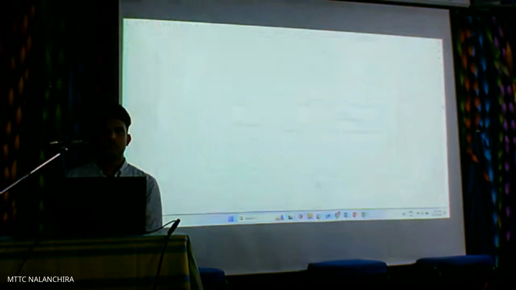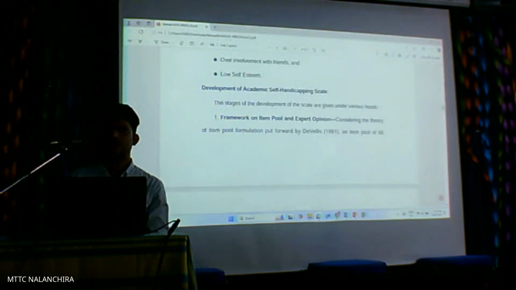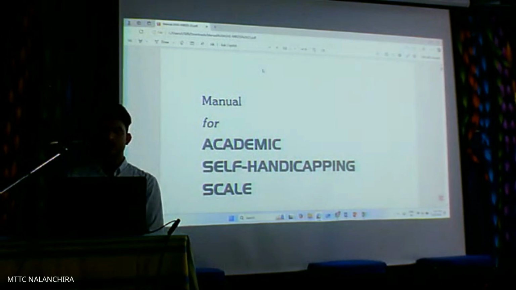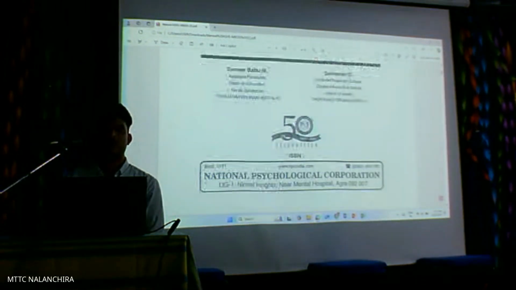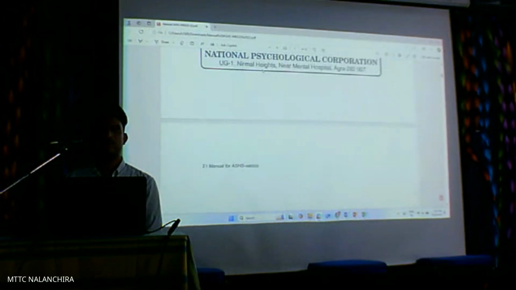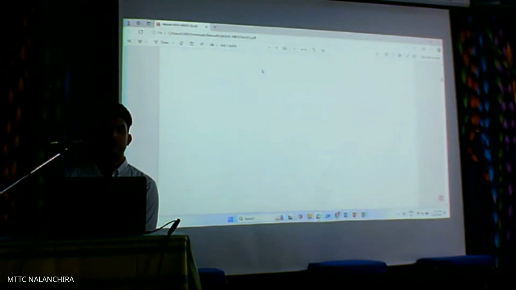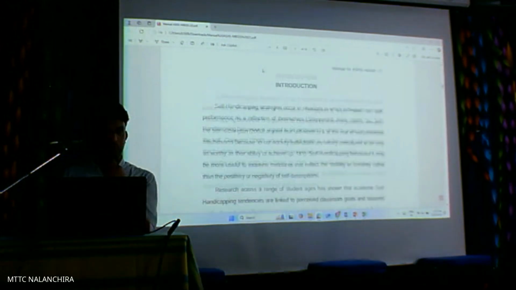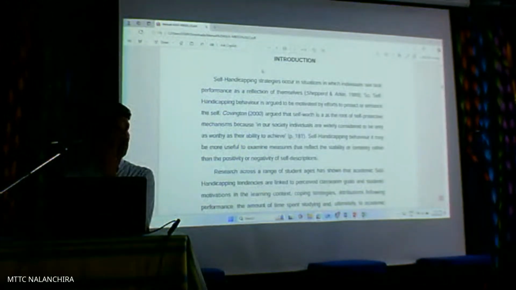Then we will come to the concerns of publication. This is a manual of one of my students of Kerala University. We have published with the NPC. So here, this will be the complete process. We tried to incorporate the complete process.